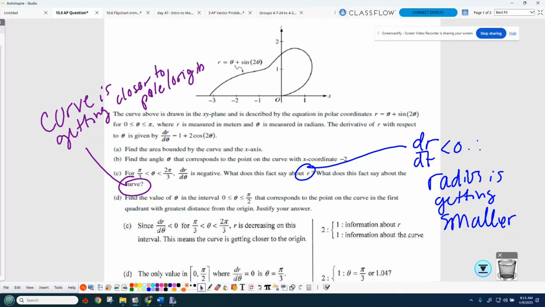One point for information about r, one point for information about the curve. So that one, I don't know, it's different. Hopefully it's easy. You're like, I didn't even have to do math. I just had to understand that negative means things are getting lower or smaller.